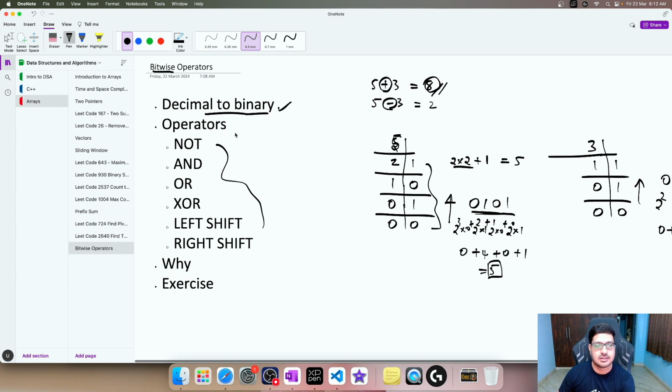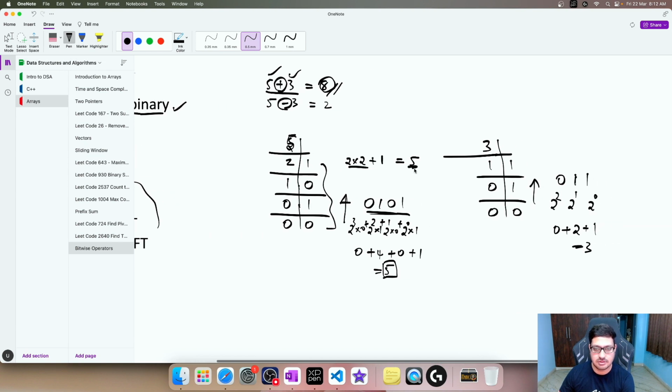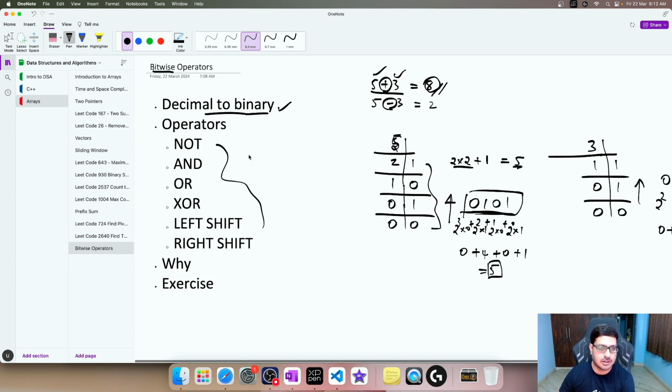Now let's discuss bitwise operators. When we talked about arithmetic operators, we were operating at a decimal level. Now these operators operate at a binary level. So we are no longer discussing 5 and 3. We are discussing the binary system like this. Okay, so let's see one by one.